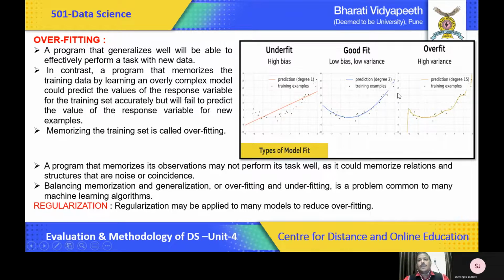So overfit, good fit and underfit are the three categories you will have when you are fitting training data to a particular data model, right? So you can evaluate, it helps you to evaluate also. A program that memorizes its observations may not perform its task well. It could memorize relations and structures that are noise and coincidences.